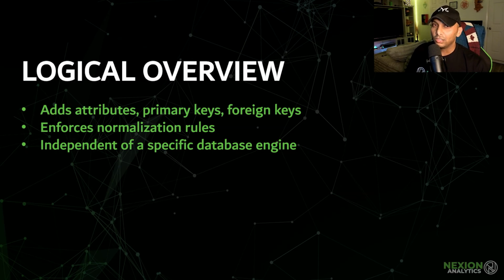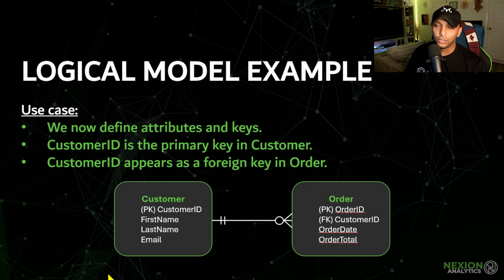The next up we have is logical. So this one adds a little bit more structure, and now we include primary keys, foreign keys, and attributes as well. So those columns that we're talking about. All right, so here we have a visual of what it looks like. So we have the customer table and we have the order table. The customer table is going to show the primary key of the customer ID. So that's going to be unique there. We have the first name, last name, email. So no uniqueness there we're really looking at.